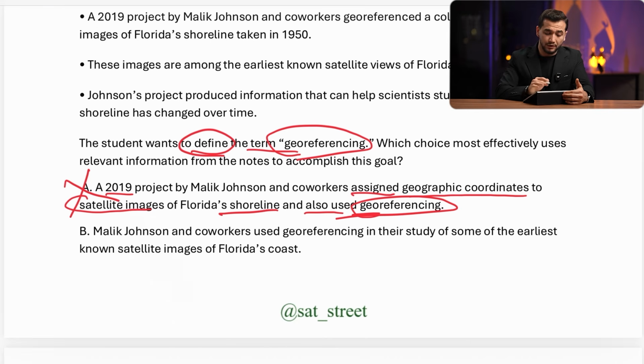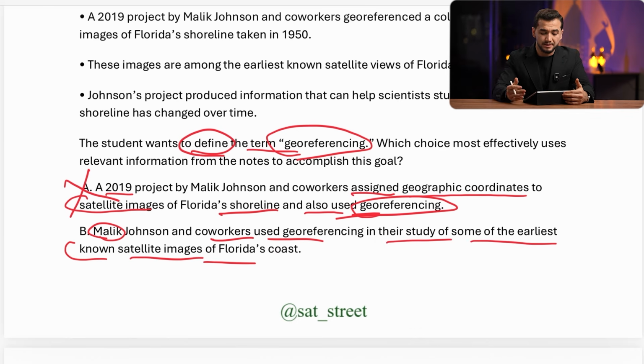No, so it's out. Malika, whatever, co-workers used georeferencing in the study of some of the earliest known satellite images of Florida's coast. Almost the same.